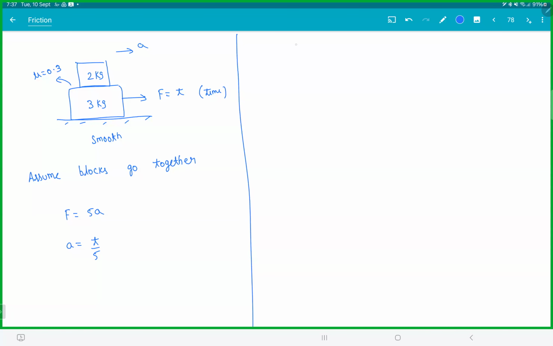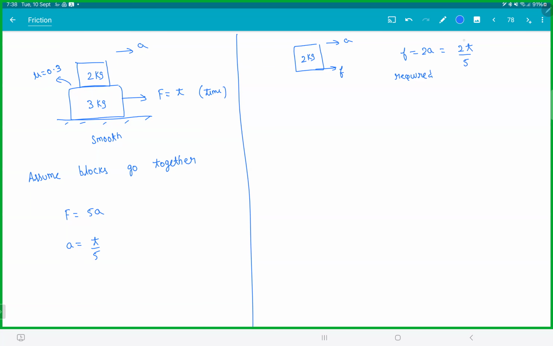Then choose any one block. I will choose the 2 kg block. Friction is forward. This is your acceleration. So F is equal to 2a. F is equal to 2t by 5. Now understand the meaning of this. This is the required friction. So friction is saying at t is equal to 1 second, you need to give me 2 by 5. At t is equal to 5 seconds, you need to give me 2 newtons. At t is equal to 10 seconds, you have to give me 4 newtons. You're getting what friction is saying? As time increases, my requirement also increases. I need more and more.